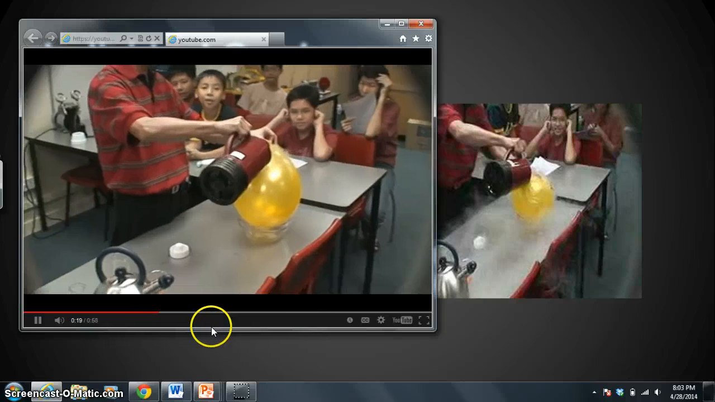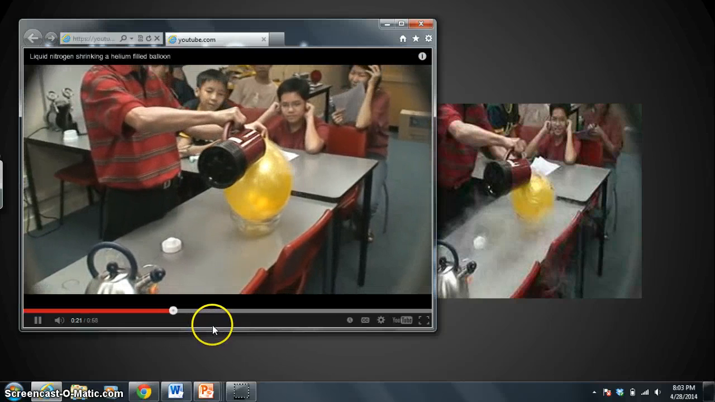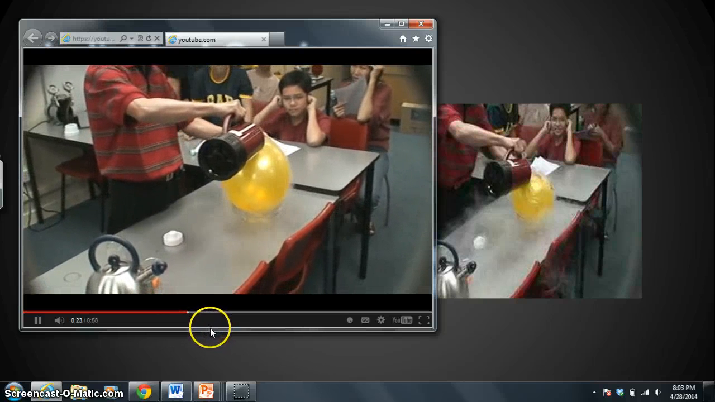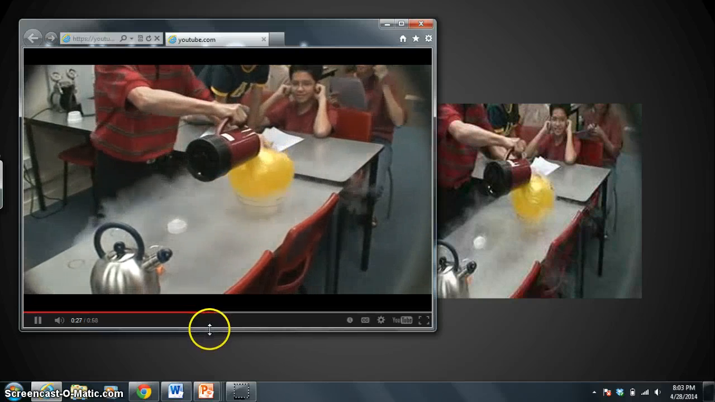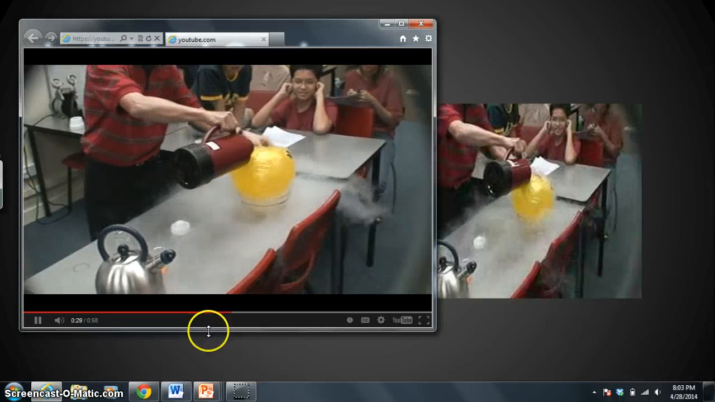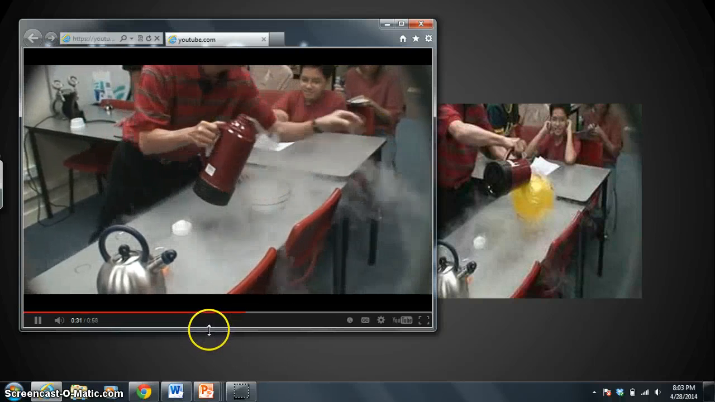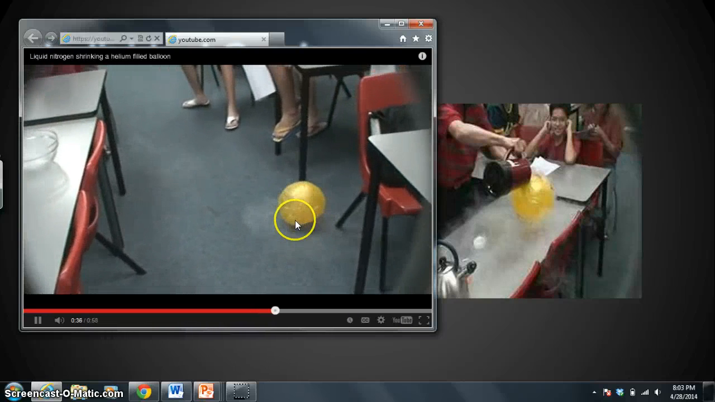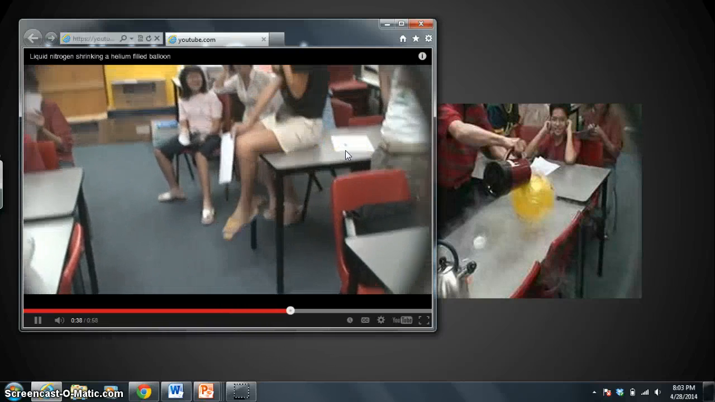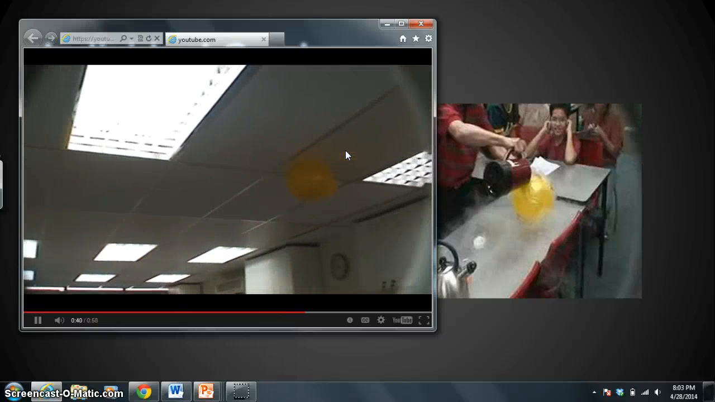And as he pours it over the balloon, look what happens to the volume of the balloon. Can you see it shrinking? It gets smaller and smaller. Oh, look at that. So the volume is going down. So as the temperature goes down, the volume goes down. Now he throws it on the floor, and as it sits on the floor, it starts to warm up. And as it warms up, the volume increases again.